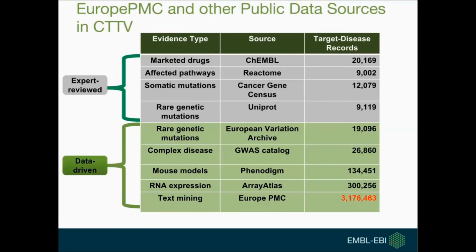Now I would like to provide some statistics on the data. As I mentioned before, CTTV integrates evidence from different resources. For example, it integrates marketed drugs from ChEMBL, affected pathway information from Reactome, somatic mutations from Cancer Gene Census, and mouse models from Phenodigm. And interestingly, Europe PMC provides the largest amount of data. Currently, we have more than 3 million gene disease associations submitted to the platform.